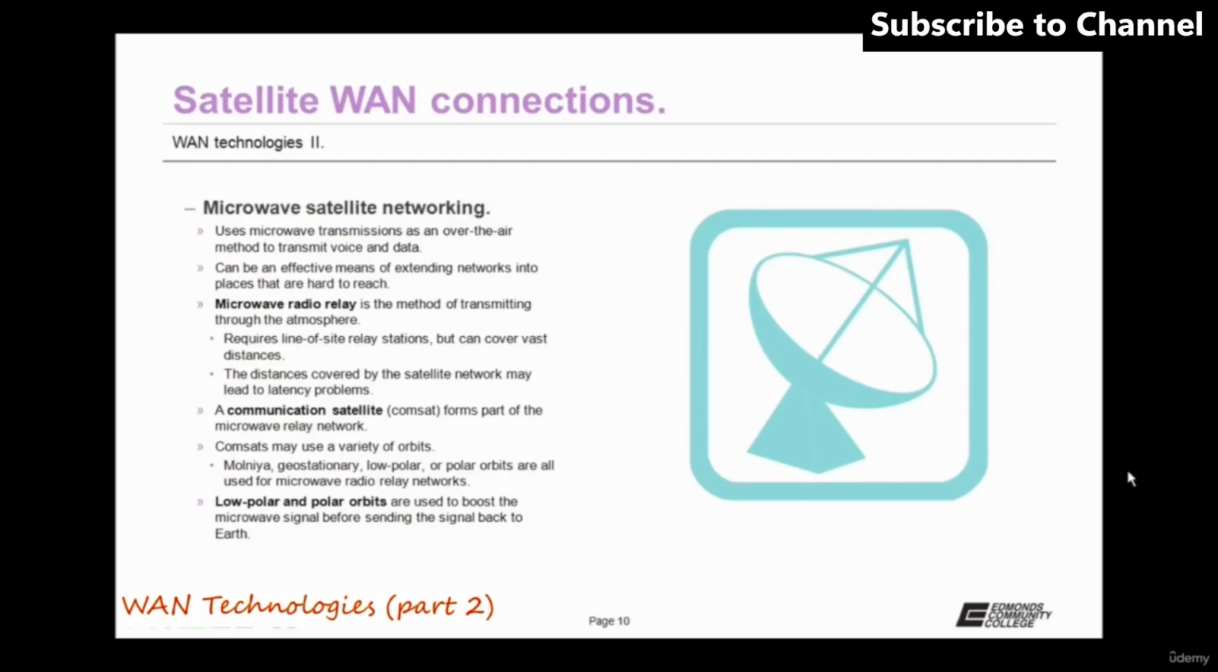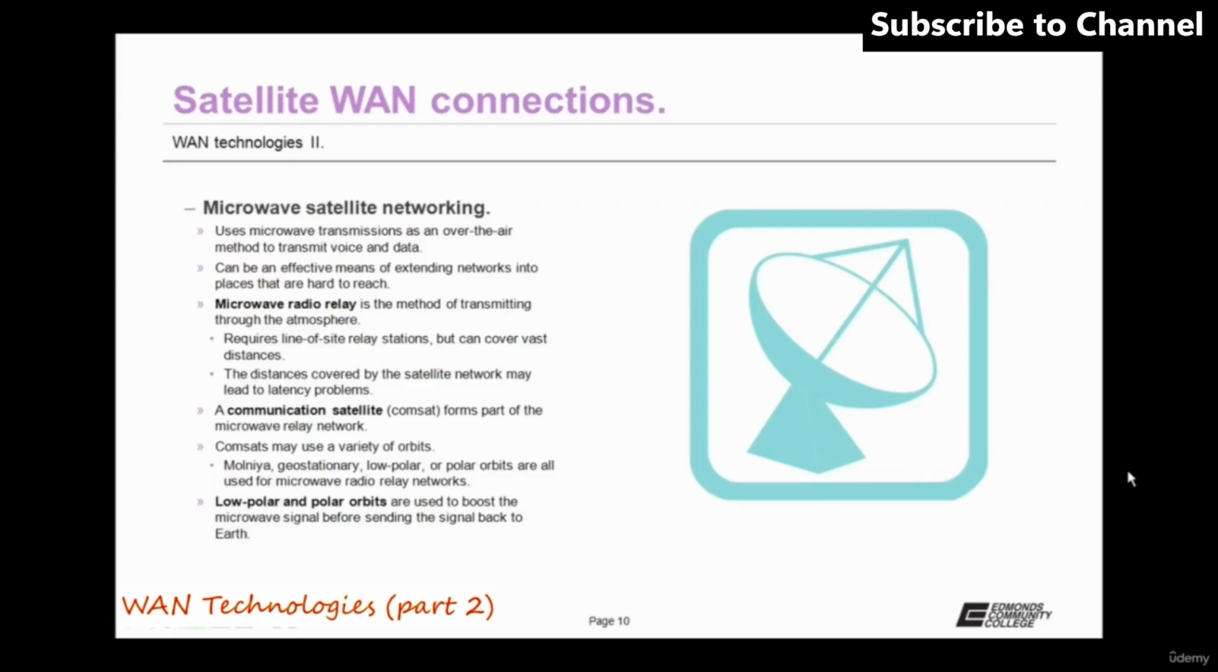By the way, because of the distances that satellite transmissions can cover, this can lead to latency problems. Think about it. The signal's got to go from a terrestrial location up to the satellite, probably over to another satellite, and then down to another terrestrial station. That's a significant amount of distance, and there's going to be some lag.